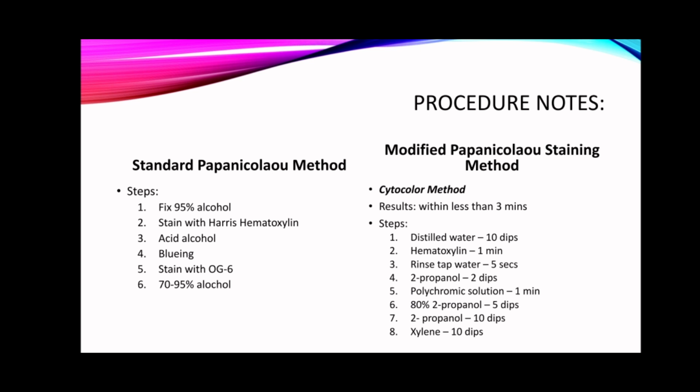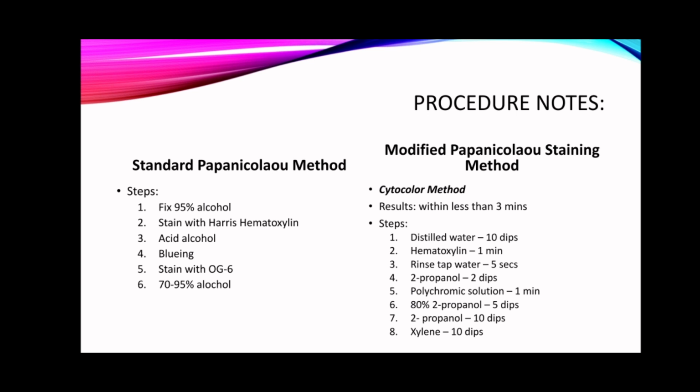First, dipping your slide into distilled water for at least 10 times. And then dipping it for 1 minute in hematoxylin. Rinse in tap water for 5 seconds. And the first counterstain used in cytocolor, class, is 2-propanol. So at least 2 dips. And then the polychromic solution for 1 minute.